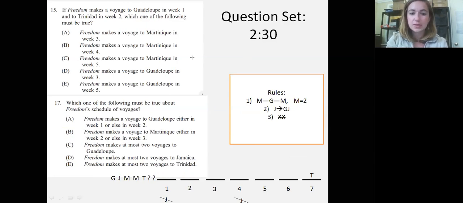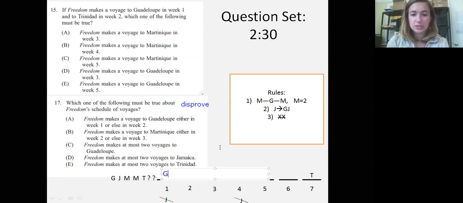So I'm doing the same thing: at most 2 voyages to Jamaica. If I am attempting to disprove this answer choice, then I'm going to see, is there any way I could get more than 2? So I need to get at least 3 voyages to Jamaica on here. Now I know Jamaica can't go in 1 or 4 or 7. So I'm trying to get 3, and there's only 4 spaces left. That makes this answer choice look pretty good, because it's going to be hard to get 3 on the board here, but I'm going to go ahead and give it a try.